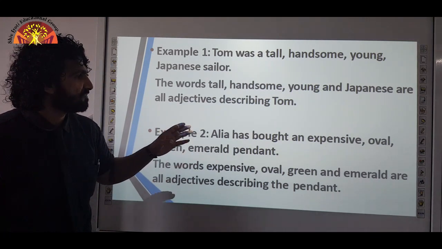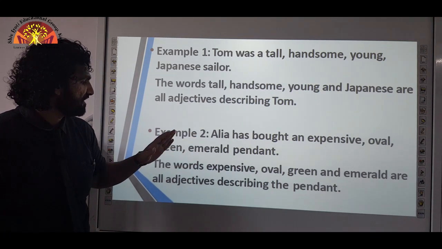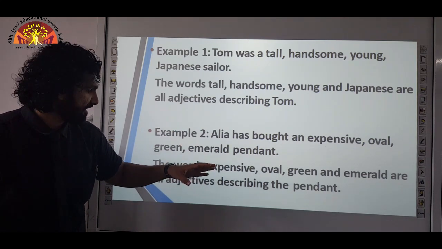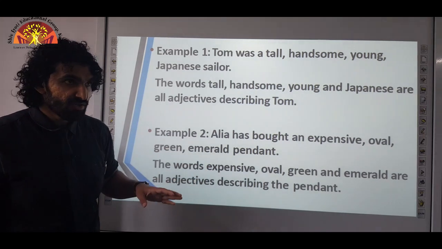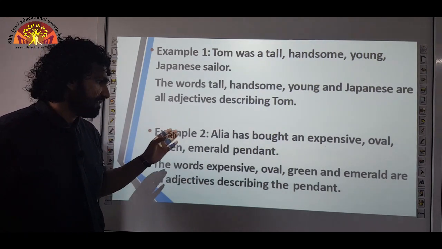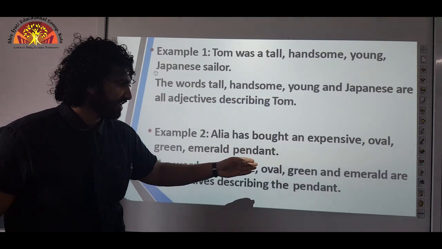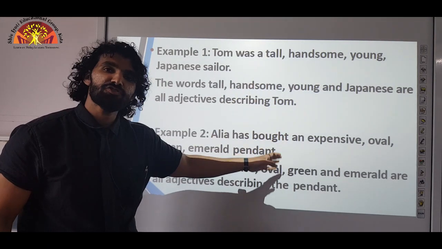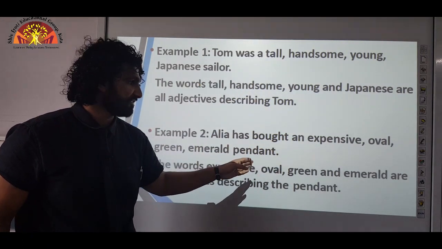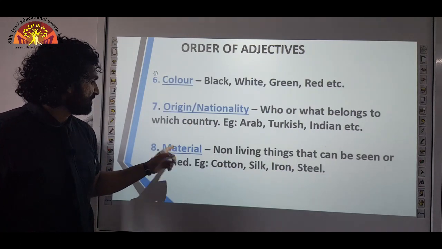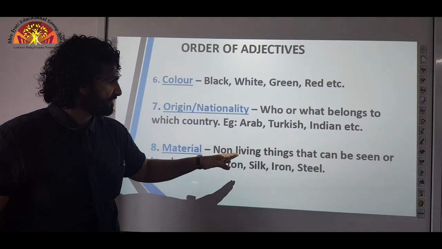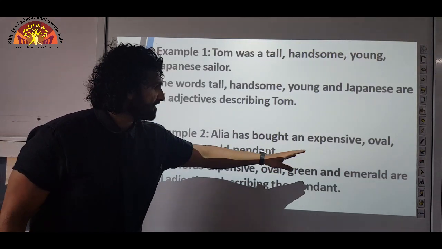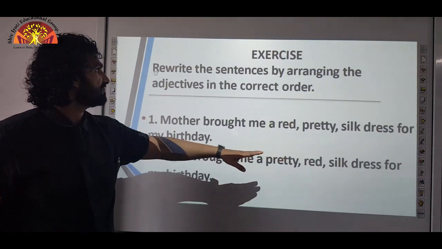Alia has bought an expensive oval green emerald pendant. Here the words expensive, oval, green and emerald are all adjectives. When we are done with it, you can check. Oval is shape, green is color and emerald is material, and material has to be in the last as we discussed. Cotton, silk, iron, steel and emerald is also a kind of material. So here the material was mentioned, so it was in the last in the sentence.